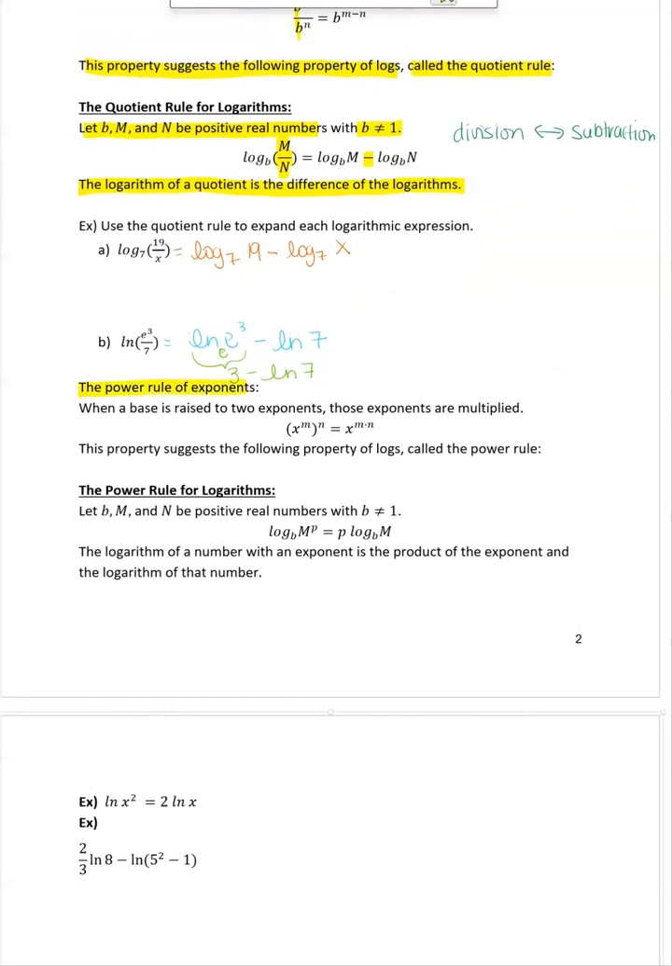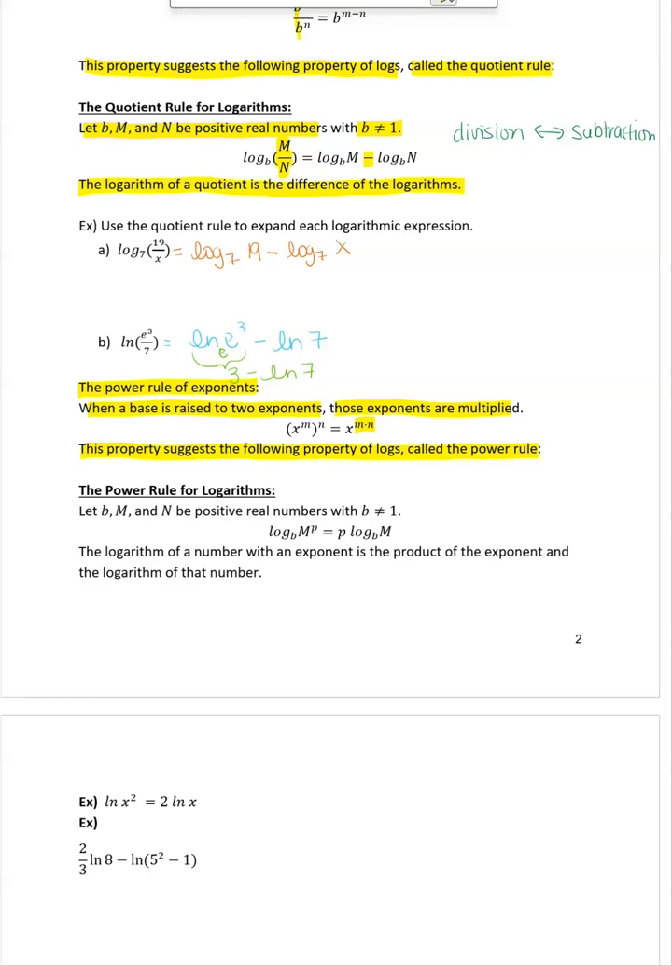So this is the power rule for exponents. When a base is raised to 2 exponents, those exponents are multiplied. So we have x raised to the mn, we multiply the m and n, okay? This property suggests the following property of logs called the power rule.